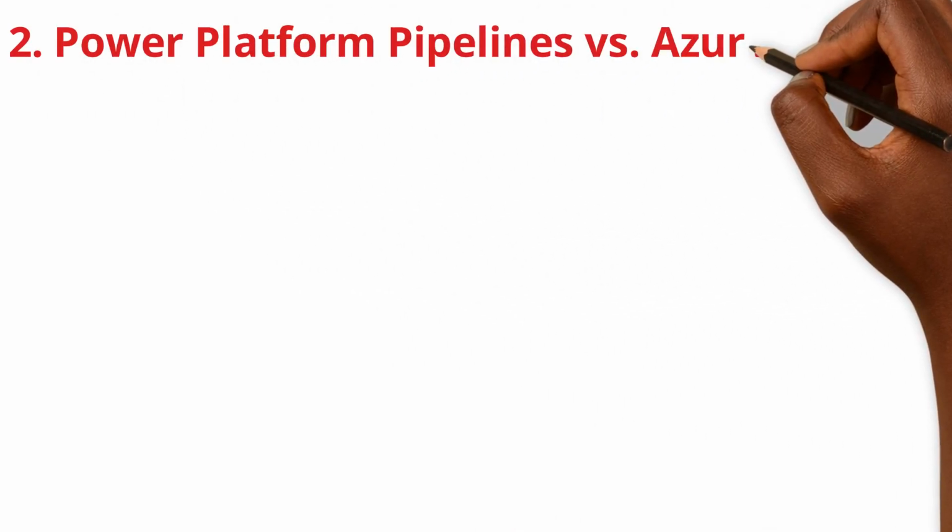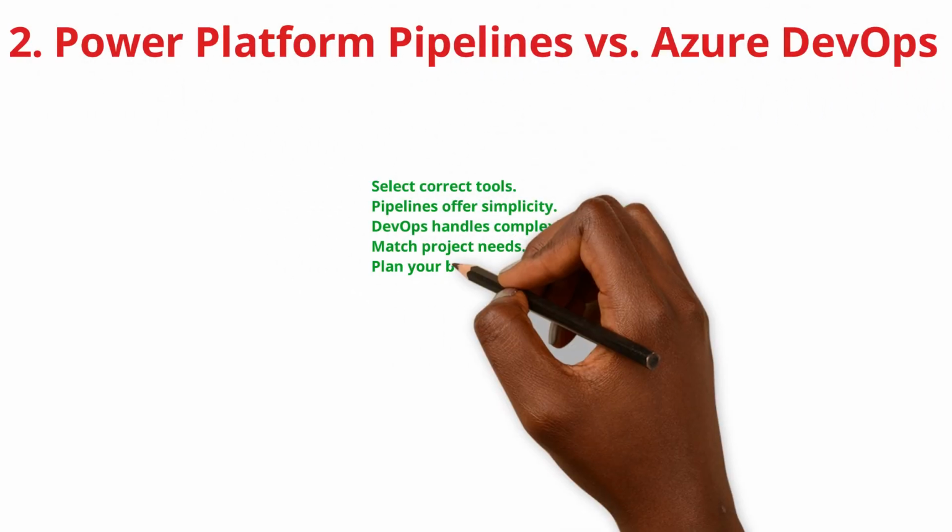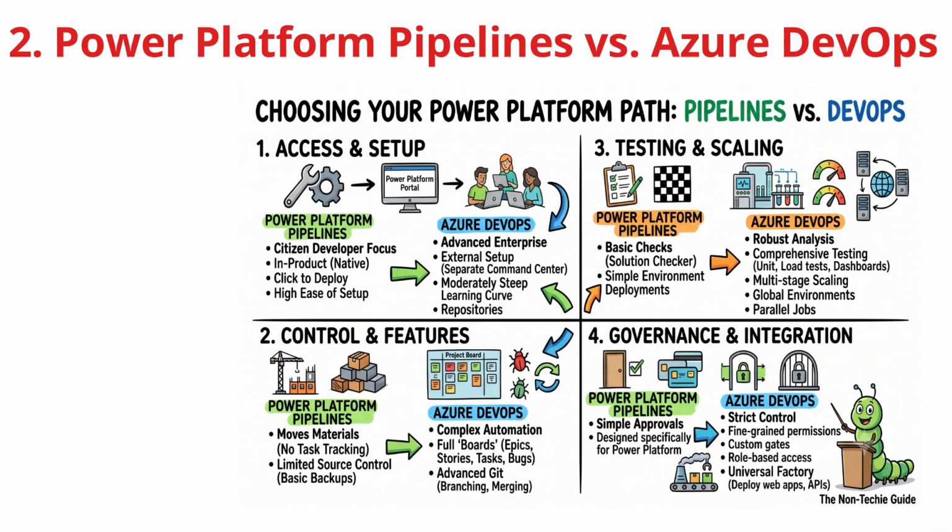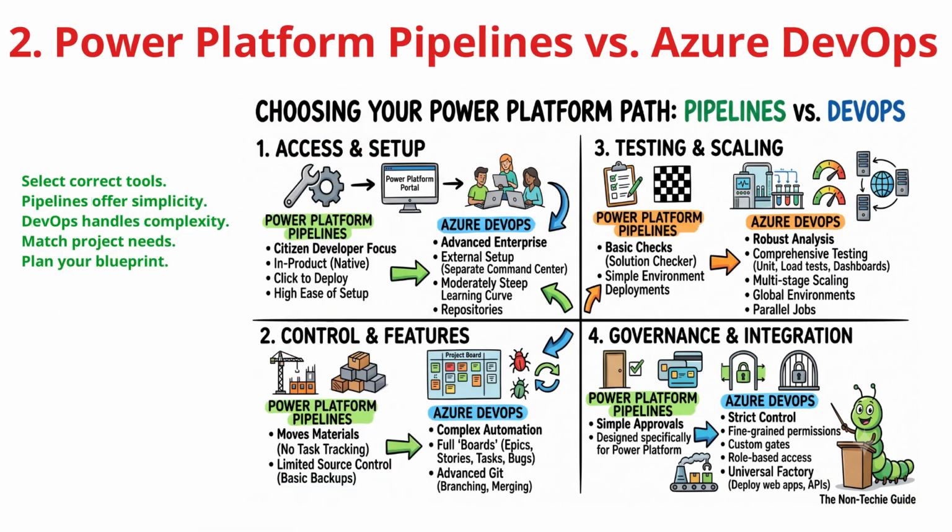When managing your digital projects, you need the right tool for the job, and you generally have two main paths. If you want speed and accessibility, Power Platform Pipelines is your go-to. It is a native, built-in tool perfect for citizen developers who need quick, simple deployments without external setup. But if you are building a massive enterprise city that requires strict governance, complex automation, multi-stage testing, and deep source control, Azure DevOps is your heavy-duty universal factory. Ultimately, your choice entirely depends on the scale and complexity of your digital blueprint.